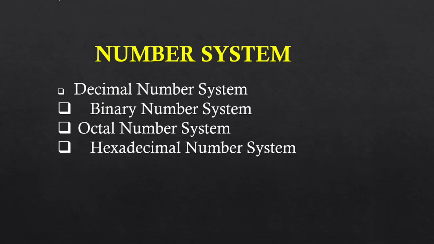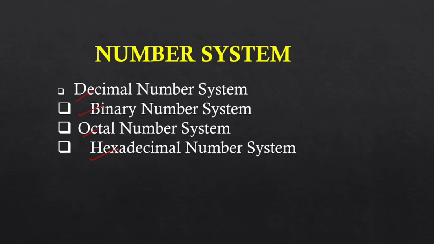Okay, and when it comes to the number system, this is a very important concept. According to computer science, there are four types of number systems: decimal, binary, octal and hexadecimal. All four number systems are useful. What is the meaning of number system? In mathematics also we use the number system, right? It is a way to represent numbers using symbols or digits.